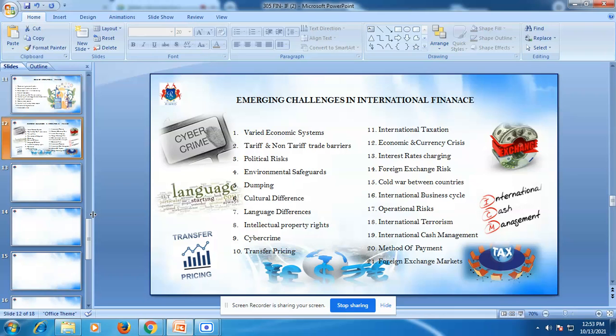Today we have learned the first 10 challenges of international finance. First, the world economic system; second, tariff and non-tariff trade barriers; third, political risk; fourth, environmental safeguards; fifth, dumping; sixth, cultural difference; seventh, language difference; eighth, intellectual property rights; then the second last is cyber crime; and the last one is transfer pricing. The remaining 11 points of challenges in international finance I will cover in the next session.